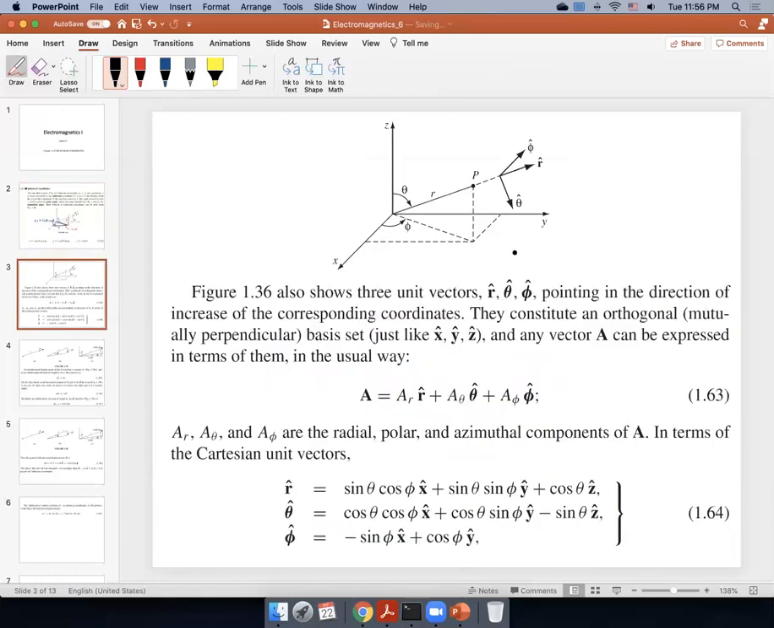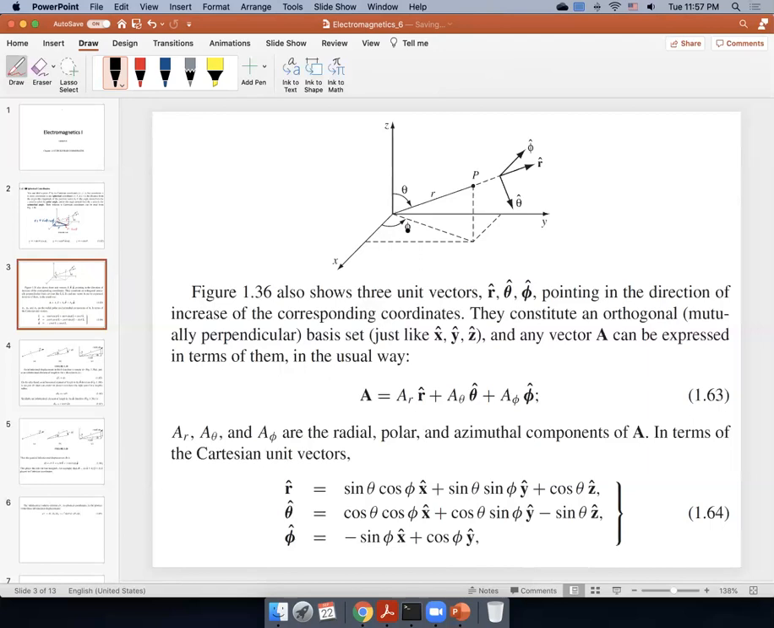Okay, that's just some trigonometry. So if you're familiar with triangles, cosine, sine, then there's no problem for you to derive the xyz in spherical coordinates. So one thing we need to notice is that in these spherical coordinates, you still have three vectors.